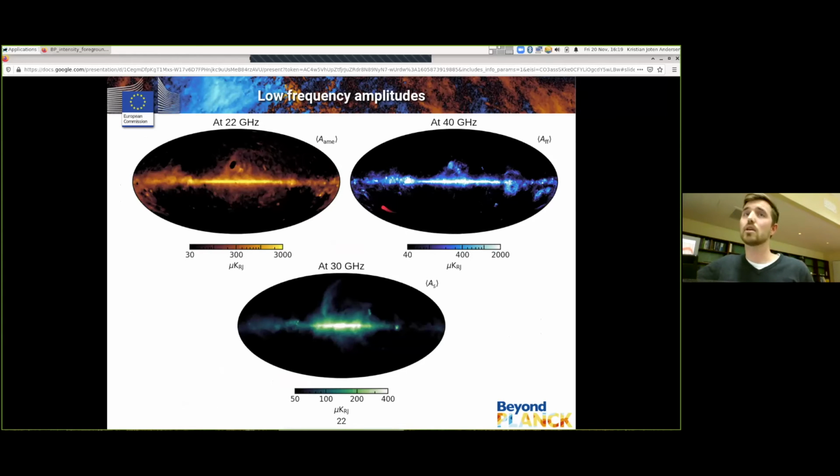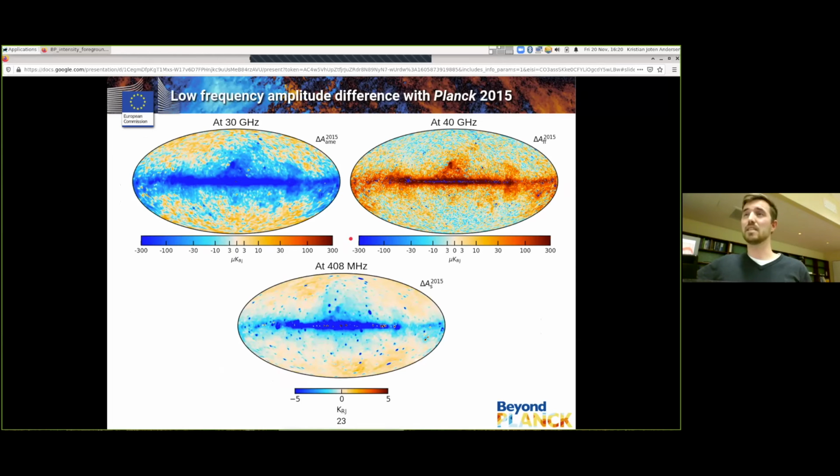So looking into the low frequency amplitudes. Now here we see on the left the AME, the free-free, and on the bottom the synchrotron amplitudes. At first glance, they might look quite similar to what we've seen from the Planck results. Now, if you look at the difference map with respect to 2015, it looks very different.